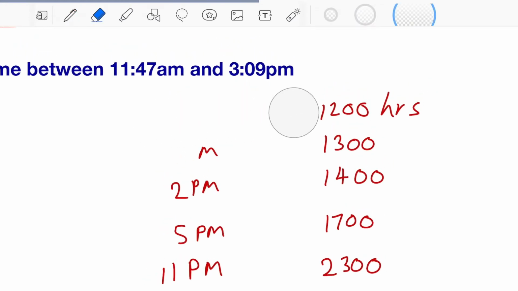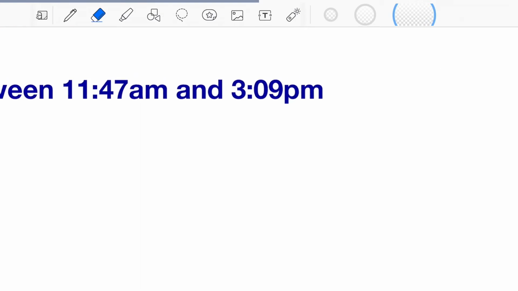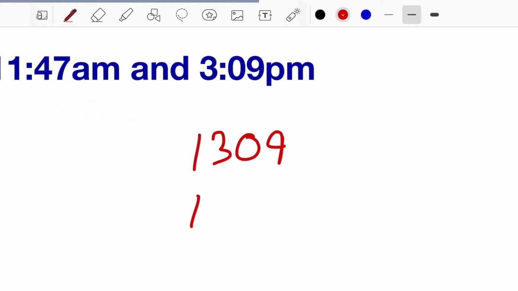So let's look at the specific question that we have. 3, we're going to add 12 to this 3, so that's 1509 hours. That's how we write it. And then let's do the entire sum like this. So the AM times remain the same, so that's 1147 hours. So we will subtract.